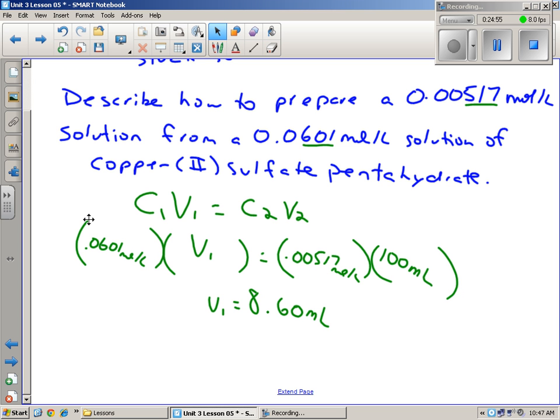And we need to take out some of that. So basically what we're saying is, if we took 8.60 milliliters of this 0.0601 molar solution and put it into this, it will give us that, okay? That is what we're trying to do. How am I going to get 8.6 milliliters? You're going to use something called a pipette.